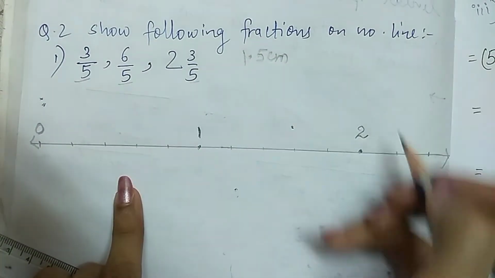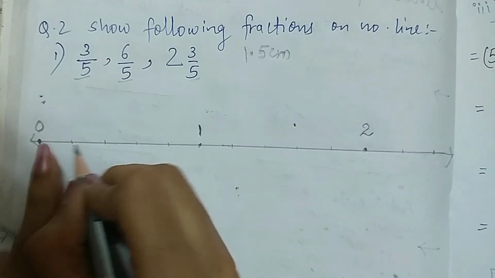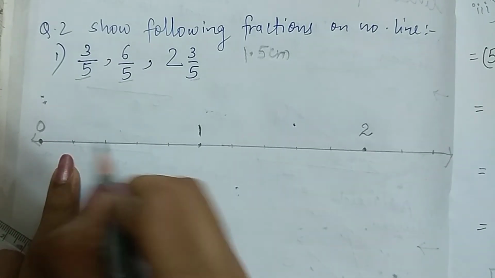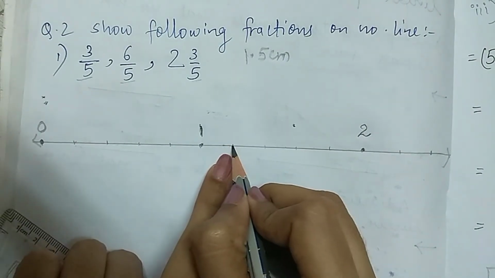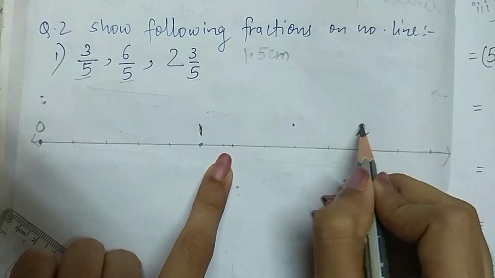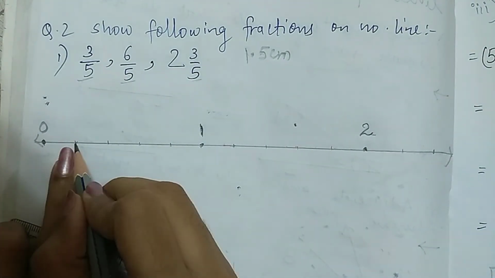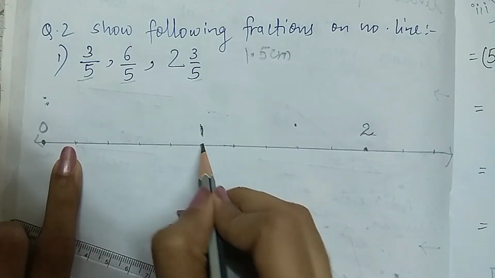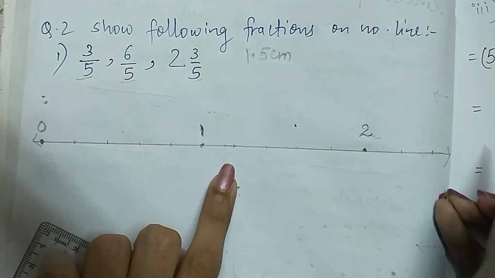Either we can count 5 parts or we can count the number. Now 0. So after 0 we will count 5. 1, 2, 3, 4, 5 and 1. Then after this again 1, 2, 3, 4, 5 and 2. This is the easier one, correct? Plotting 0 and counting 5. 1, 2, 3, 4, 5 and 1. 1, 2, 3, 4, 5 and 2 and so on.